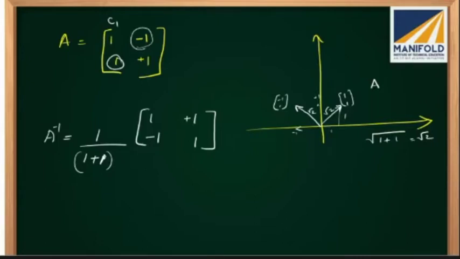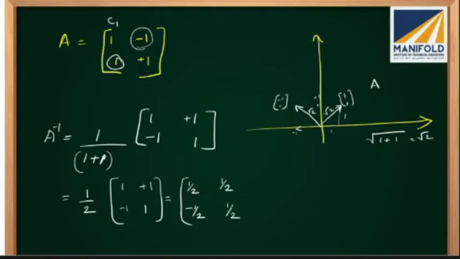Now what happens with the inverse? Let us see what is the inverse. The inverse is 1 by 2. I have taken the determinant. Determinant is 2 into 1 plus 1 minus 1, 1, which means I can take it inside. The factor should be taken inside. So all elements will be divided by 2. So this will be 1 by 2. Since I am taking this 1 by 2 inside, this will be 1 by 2. This will be minus 1 by 2. And this will again be 1 by 2. Okay. So this is the inverse matrix.